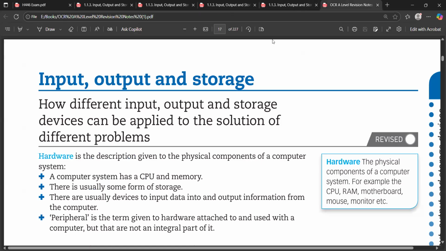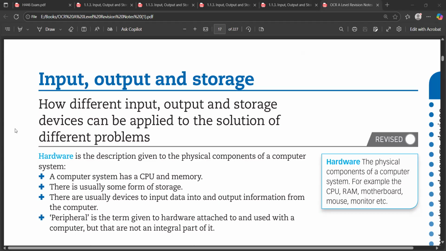Now, I just made you understand what is an input and output device, but the question is how different input and output devices can be applied to the solutions of different problems. What do you say? I don't know.